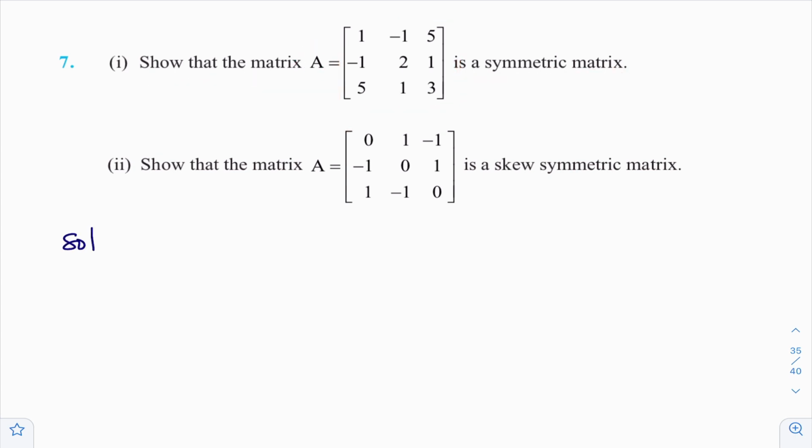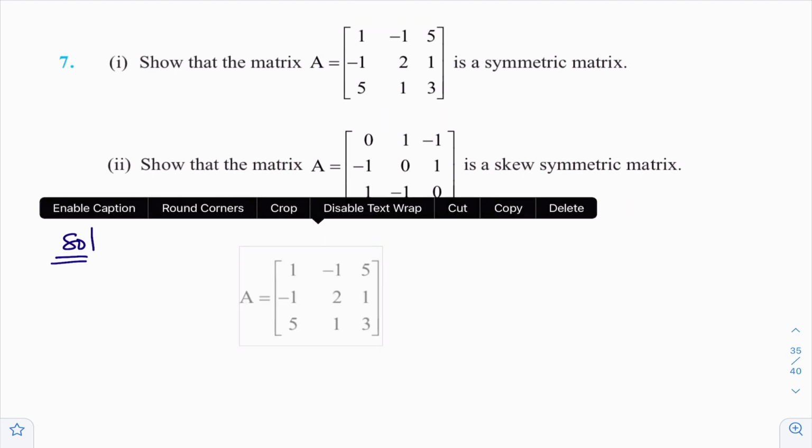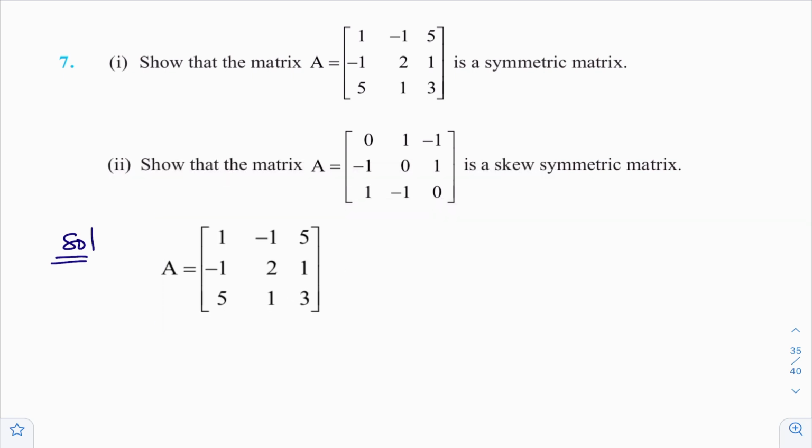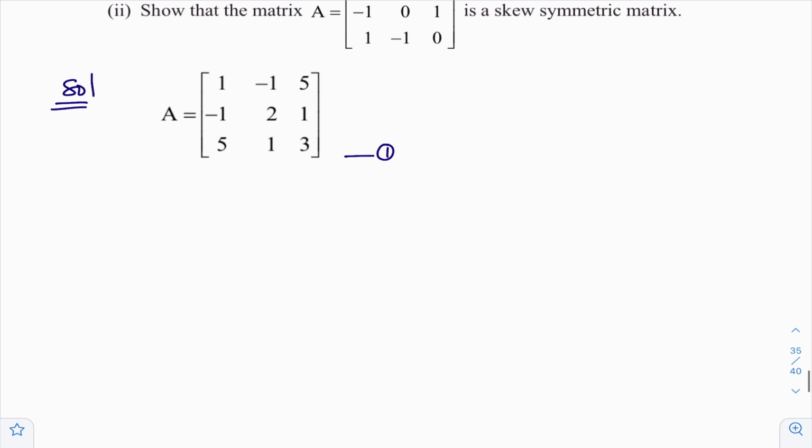When can I say A is symmetric? First thing, I'll write the given matrix. This is matrix A. I'll take this as equation 1. Now I'll calculate its transpose. How to calculate its transpose? Very simple. First row, you write it as a first column: 1, minus 1, 5.